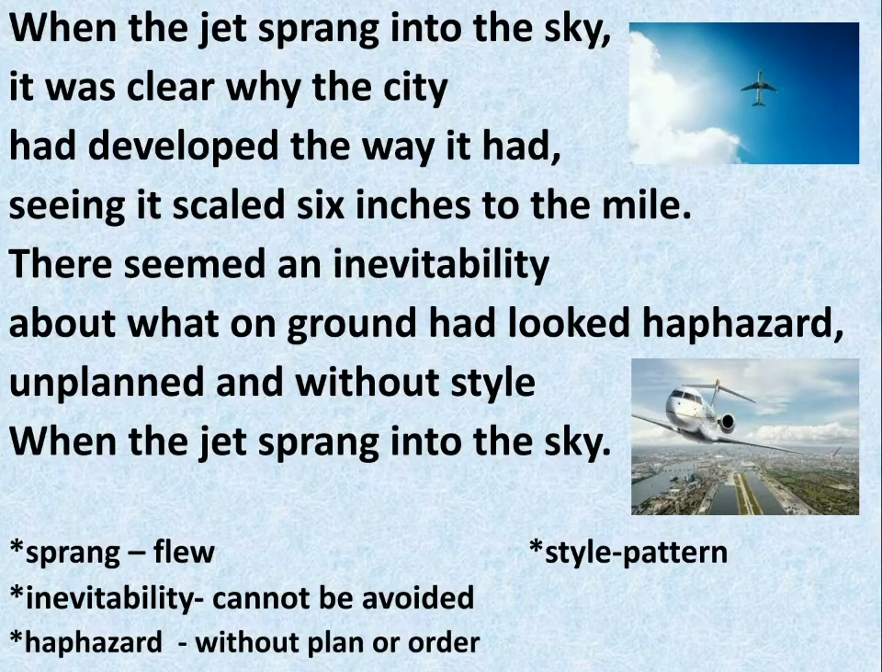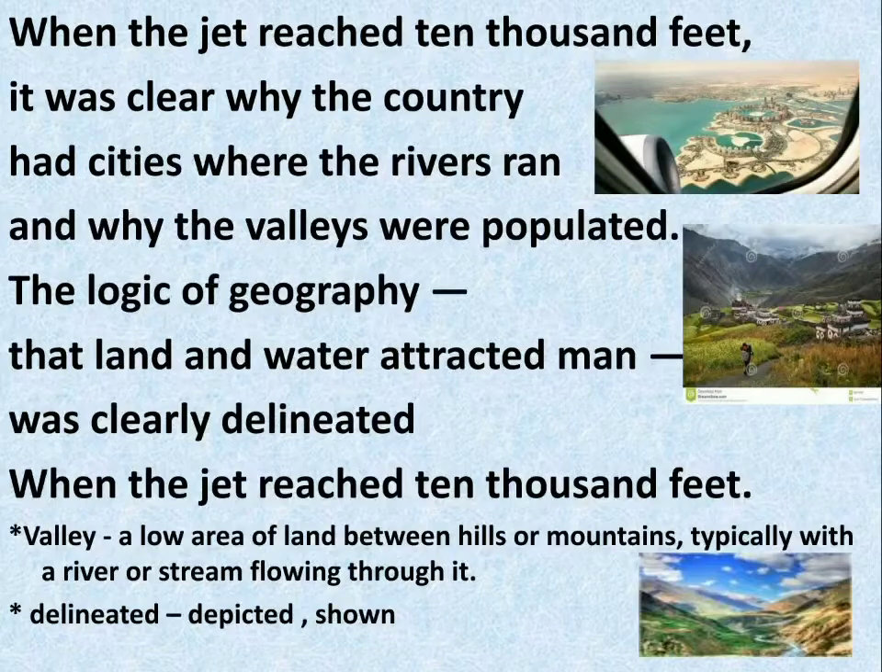When the jet sprang into the sky, it was clear why the city had developed the way it had. Seeing it scale 6 inches to the mile, there seemed an inevitability about what on ground had looked haphazard, unplanned and without style, when the jet sprang into the sky.